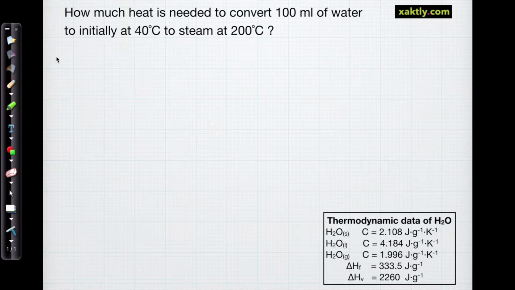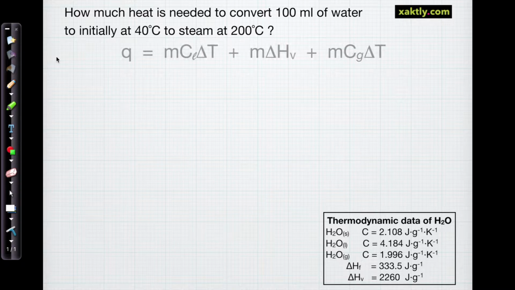Hey guys, here's another example of a heat transfer problem. In this one, we're going to heat water through its boiling point and then into steam, and then raise the temperature of that steam to 200 degrees C. So we've got a little bit of work to do in a problem like this.